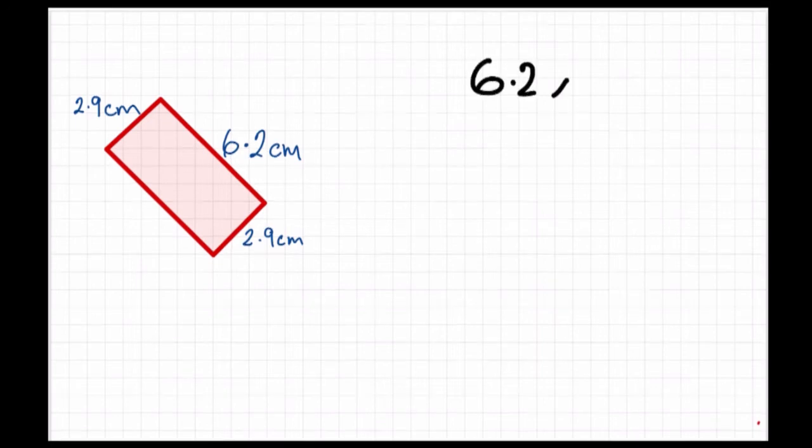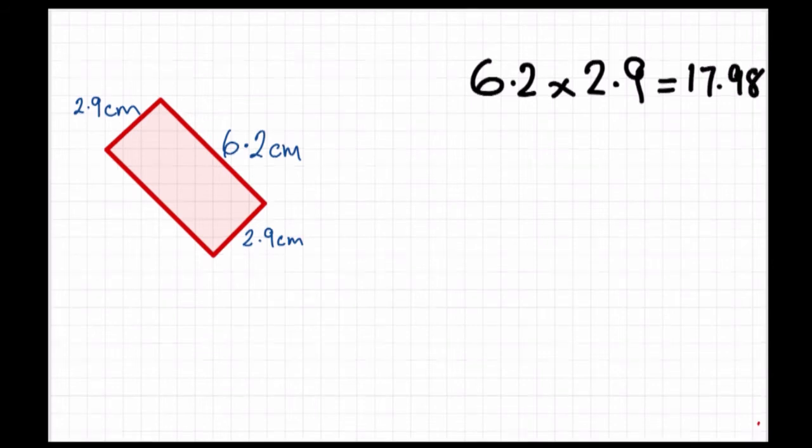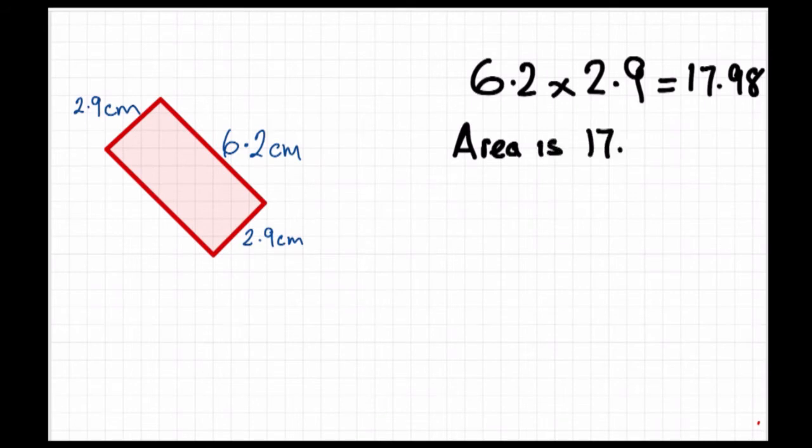So nevertheless, we'll stick to our formula, and the calculation we need to do is 6.2 multiplied by 2.9. And that, if you use a calculator to help you, or you can do it by pen and paper, up to you, is 17.98. Now, sometimes you might be asked to give your answer to one decimal place, or sometimes to 3 significant figures. But here I'm going to give the answer in full. The answer is 17.98, and that is the area. So the area is 17.98 centimeters squared.